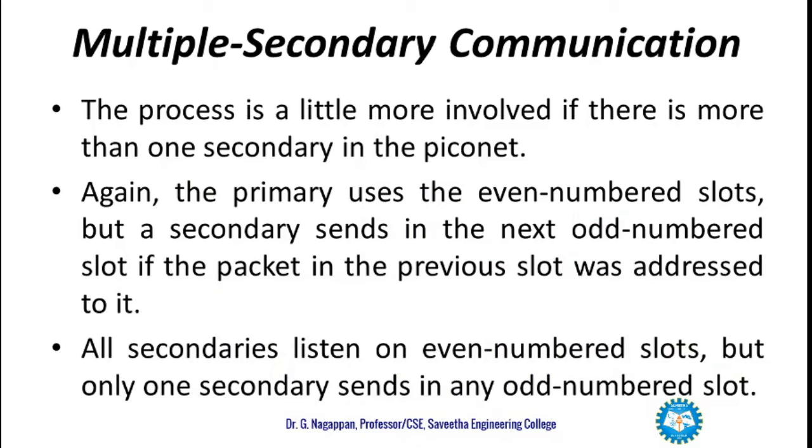What about multiple secondary communication? The process is a little more involved if there is more than one secondary in the piconet. Again, the primary uses the even numbered slots, but the secondary sends in the next odd numbered slot if the packet in the previous slot was addressed to it. All secondaries listen on even numbered slots, but only one secondary sends in an odd numbered slot.